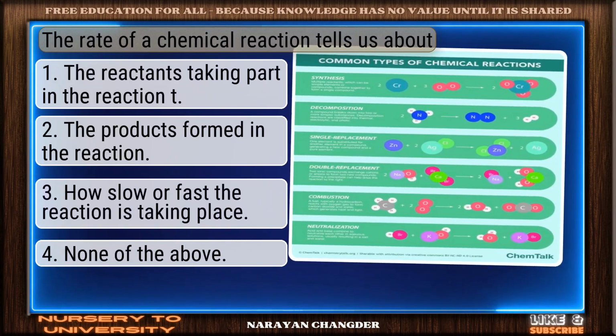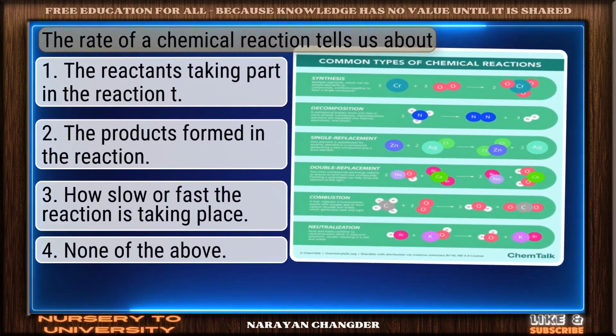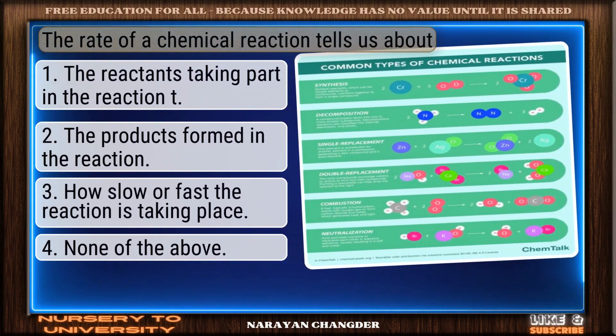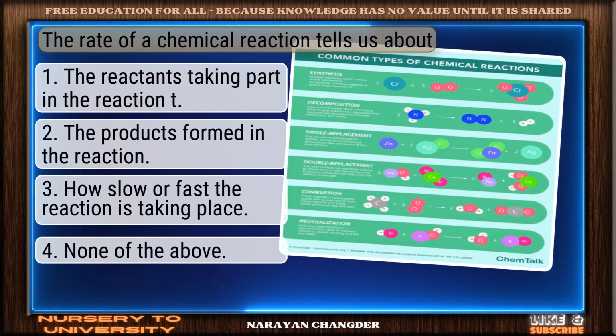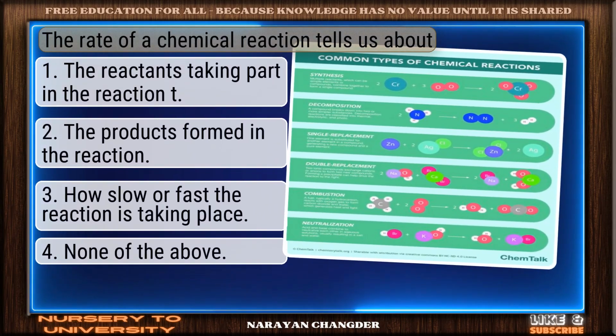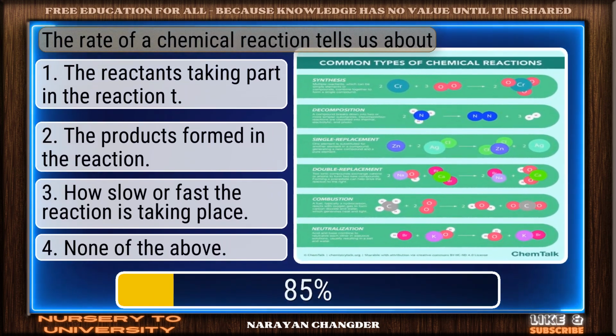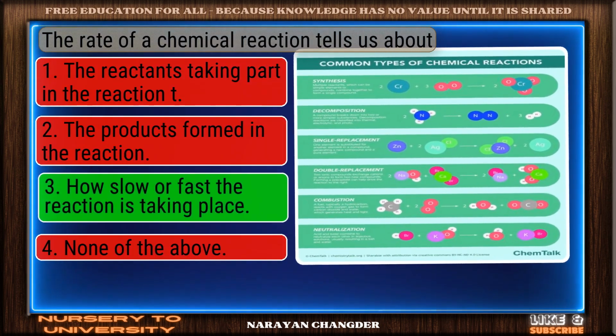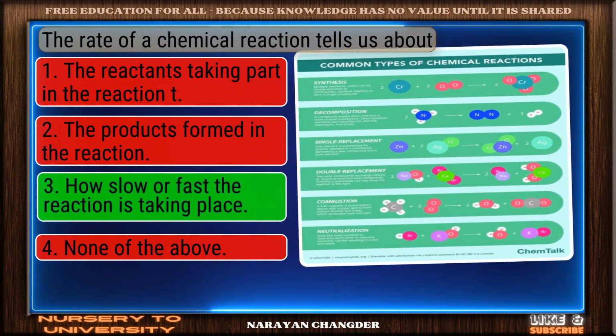The rate of a chemical reaction tells us about? Option 1, the reactants taking part in the reaction. Option 2, the products formed in the reaction. Option 3, how slow or fast the reaction is taking place. Option 4, none of the above. Exactly, how slow or fast the reaction is taking place.